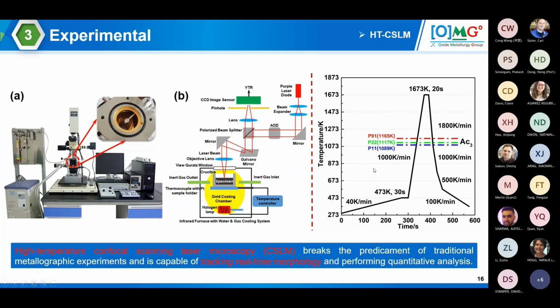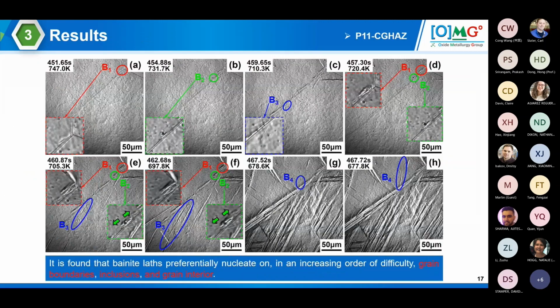And what we are doing is, we are able to adjust the cooling rate. We are able to simulate in this way, which is similar to the heat treatment, to welding. So in this way, we are able to have almost similar, I would say identical, heat input as opposed to the actual welding here. So we are using the confocal scanning laser microscope to track real-time morphology and perform quantitative analysis. Let me give you some examples here.